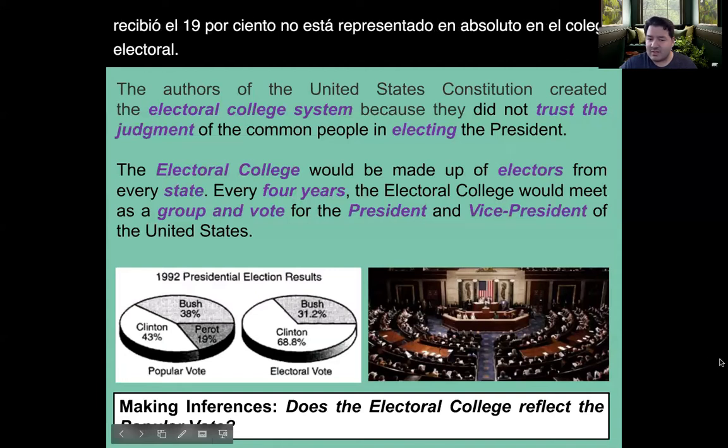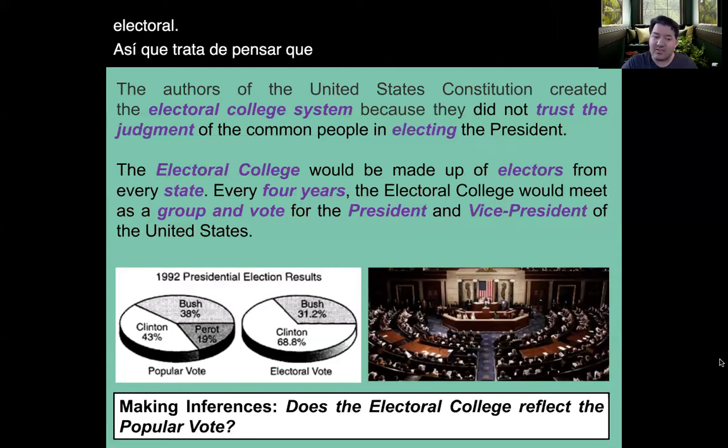So try to think to yourself, does the Electoral College reflect the popular vote? And also, how fair is that?